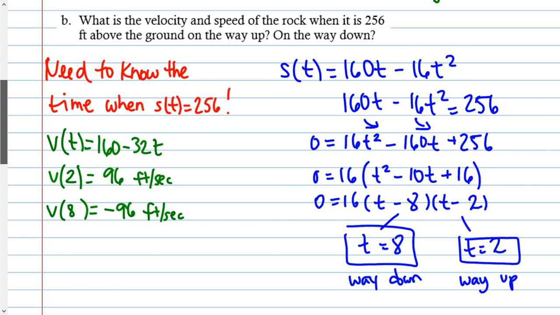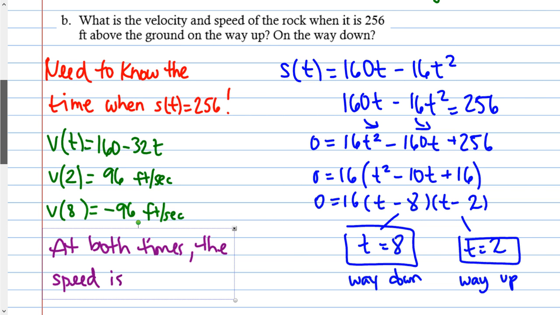Now the speed, however, at both times, the speed is 96 feet per second, because speed is the absolute value of velocity. So even though v of 8 is negative 96, even though that's the velocity, my speed is 96.